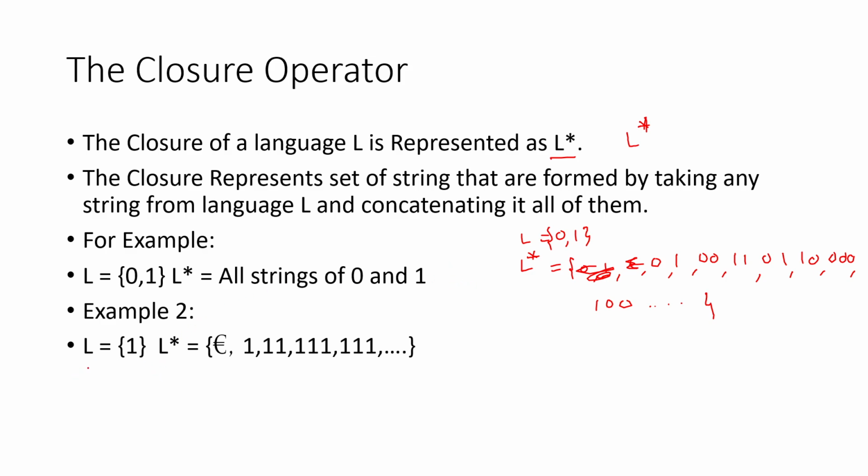Now similarly, let's say our language is L equal to 1. What is L star? L star is equal to epsilon, then 1, then 11, 111, 1111, and so on. So all the strings that can be formed using the strings present in the language. The closure means the set of strings formed by taking any string from language L and then concatenating it with all of them. So this is that set.